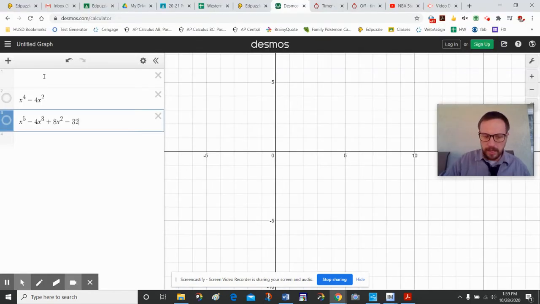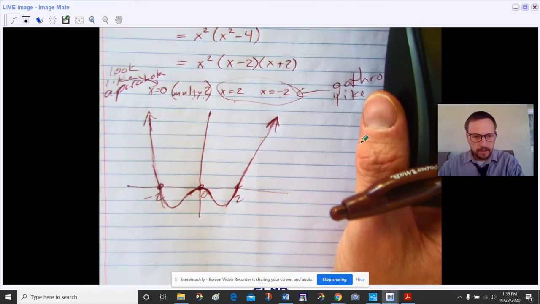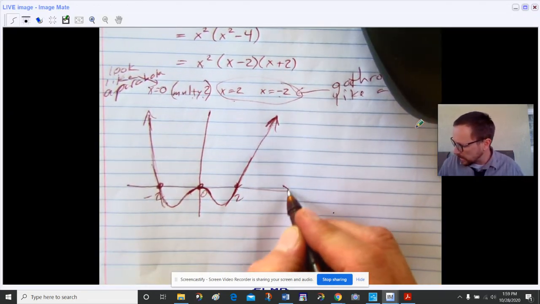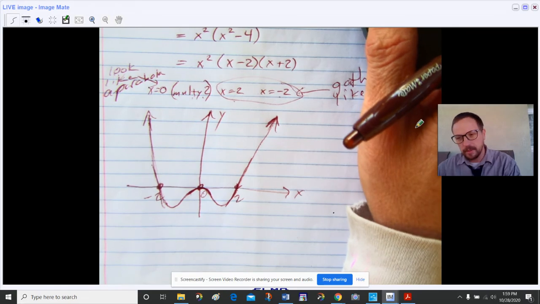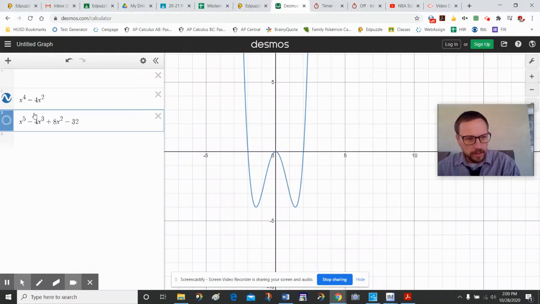If you want to go check it on Desmos, Desmos looks like this. I am happy with this. If you drew this, I'd be happy with it, except let's put X and Y, obviously, so label those axes. All right, now let's take a look at the other one.